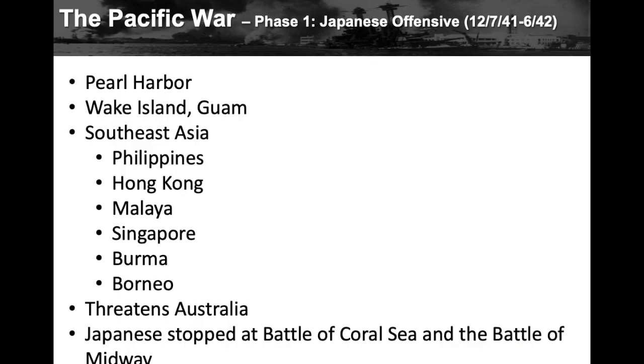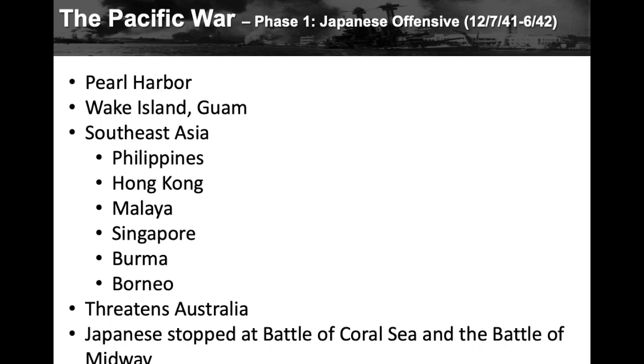Okay, so for the Japanese offensive, we have the bombing of Pearl Harbor. There's the Battle of Wake Island and Guam, which they took. The Japanese take the Philippines, Hong Kong, Malaya, Singapore, Burma, Borneo. They moved all the way down close to Australia, so Australia is threatened. Now, Australia, part of Greater Britain, so the Australians are going to be allied with Great Britain.